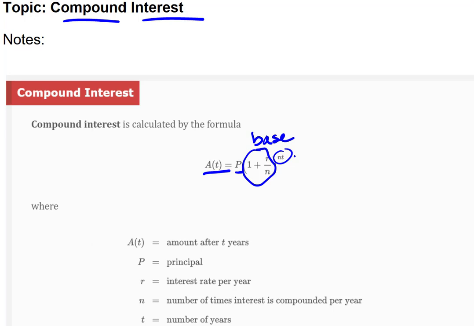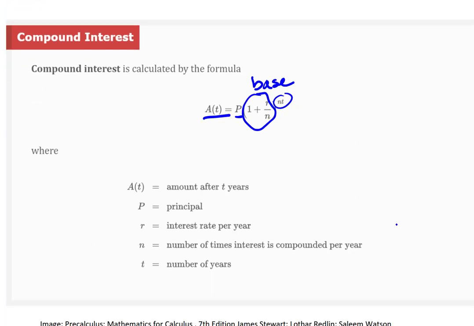Now, specifically for compound interest as it relates to this formula, the pieces mean as follows. A of t is the amount after t years, P is the principal, r is the interest rate per year. Now, that's usually given as a percent. We're going to write that as a decimal, however. So even if they give you 6%, we're going to write 0.06 instead so that we can use it numerically as a decimal. n is the number of times compounded per year, and then t is the number of years.